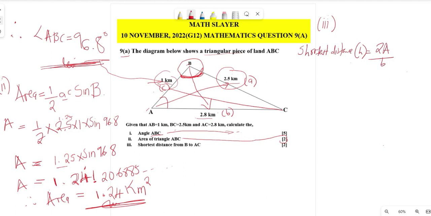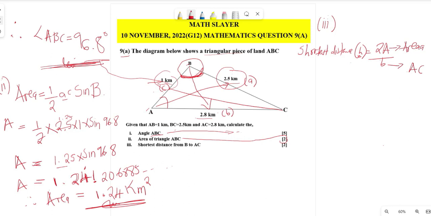This formula comes as a result of comparing the area of a non-right angle triangle to the area of a right angle triangle. However, this is the shorthand formula that you need to know, where H is the shortest distance. A is the area that we have calculated. B is AC. Let me just emphasize on B.